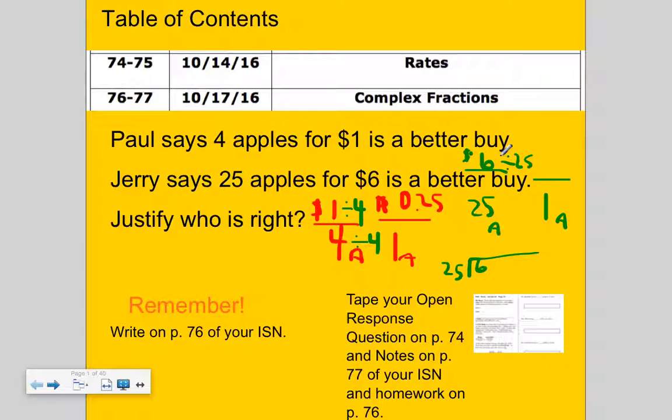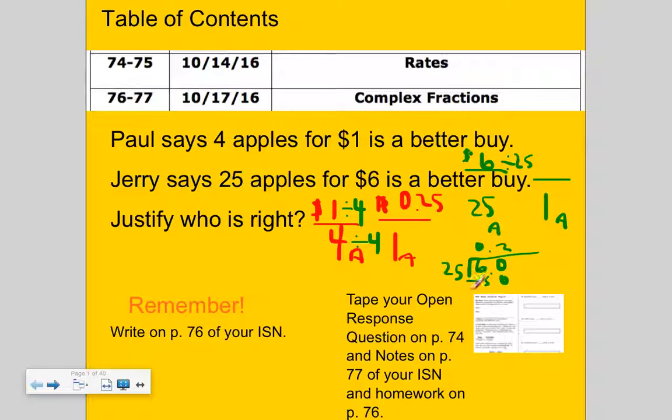Jerry, on the other hand, pays $6 for 25 apples. What if he only wants to buy 1 apple? So I have to divide the numerator and denominator by 25. So what is 6 divided by 25? Well, let's see. Can 25 go into 6? 0 times. So I need to divide this without changing the value of 6, so I add a decimal point and a 0. Can 25 go into 60? 2 times, which is 50.